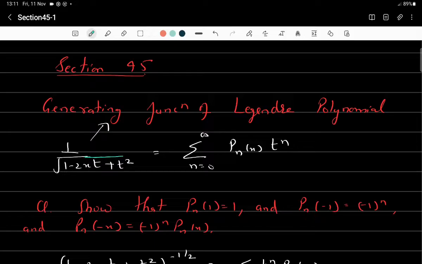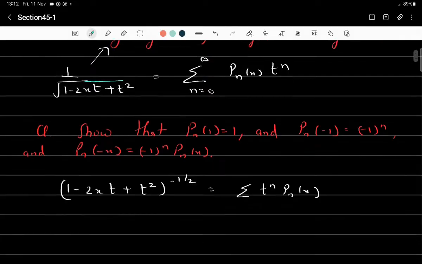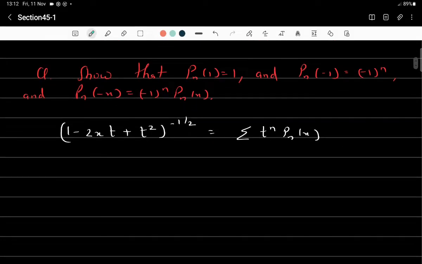We are not going into the detail of the proof of the generating function, but we will see many exercises based on the generating function. So to begin with, the first exercise says that show that P_n(1) is equal to 1, then P_n(-1) is equal to (-1) raised to the power n, and P_n(-x) is (-1) raised to the power n P_n(x). So now you can see that in all three cases you replace x by either 1, minus 1 or minus x. So let's try to do the same for the generating function.